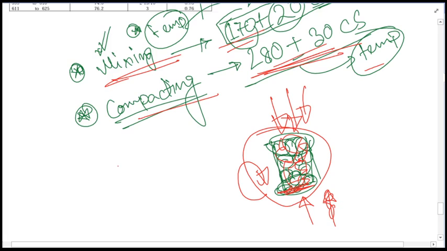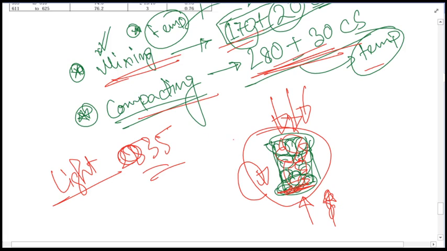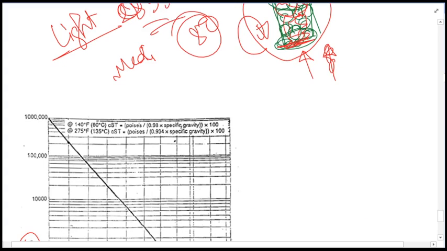So if you are designing this pavement for light traffic, you will be giving 35 blows on each side, so 70 blows. If this is for medium, you will be applying 50 blows on both sides, so 100 blows in total. And for heavy traffic, you will be applying 75 blows on each side. So totally there will be 150 blows after you apply the load.